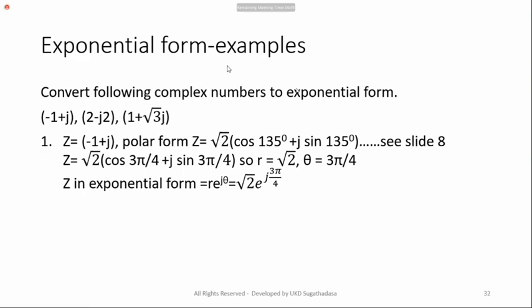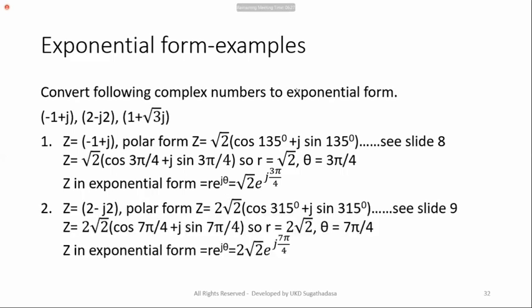Therefore, exponential form: r equals square root of 2, theta equals 3 pi by 4. Remember, if you want to write the exponential form, remember this: r e^(j theta). Square root of 2 e^(j 3 pi by 4). That's the one.